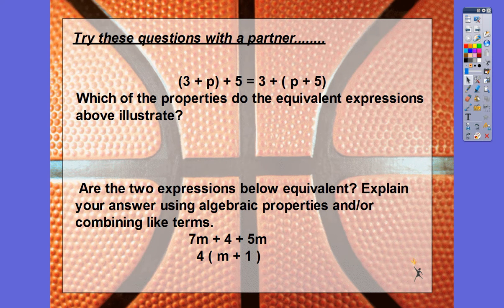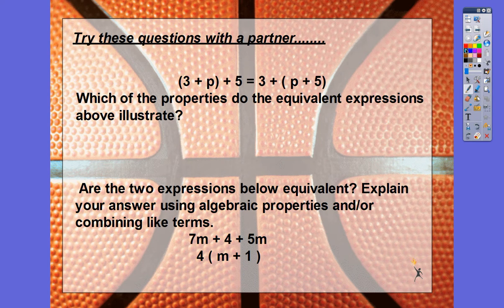Which of these properties do the equivalent expressions above illustrate? So now they have to recognize, okay, that's addition. The numbers and the variables are in the exact same position. Nothing has been moved around. The only thing that has changed is the parentheses. And that's the big thing that they're going to have to realize.